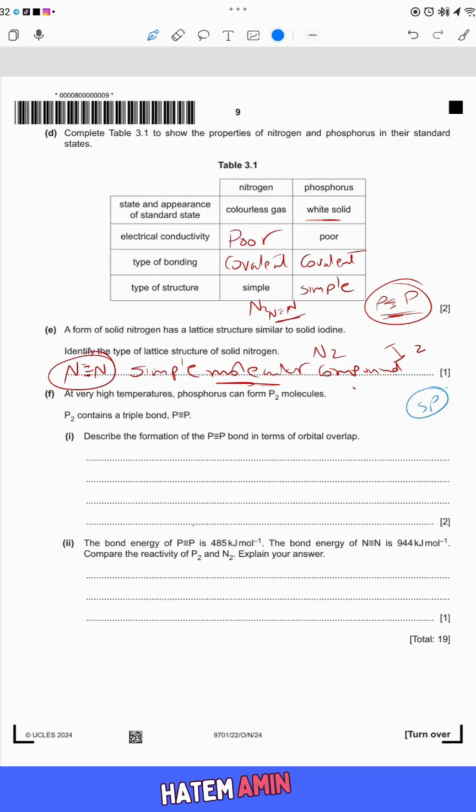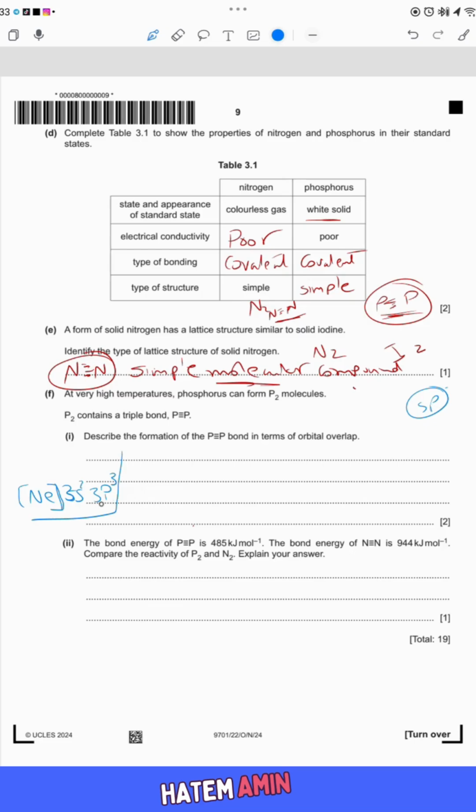So how can we draw the sp hybridization, or how can we describe it? As we know, phosphorus has 15 electrons, so the shortcut configuration is [Ne], neon, then 3s with 2 electrons and 3p with 3 electrons. This is the configuration.